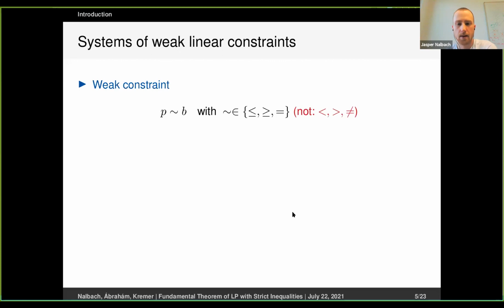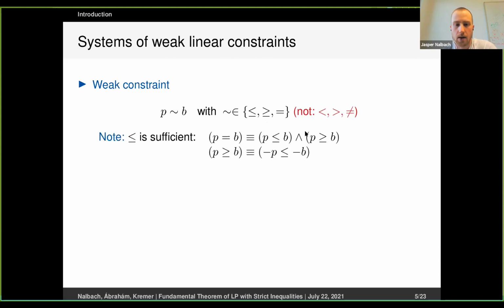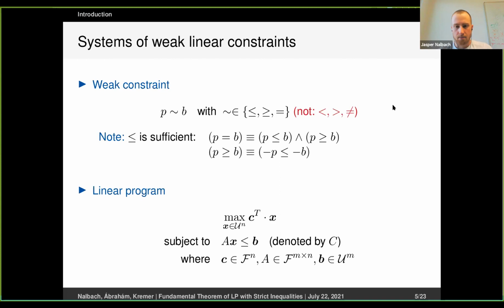Okay, so now we go a bit more formal. In the following, we first restrict to weak constraints, so less or equal, greater or equal. For our proof, we can restrict to the less or equal case, as the other cases can be reduced to that case. So this is what we will first look at: how we can solve weak linear constraints.